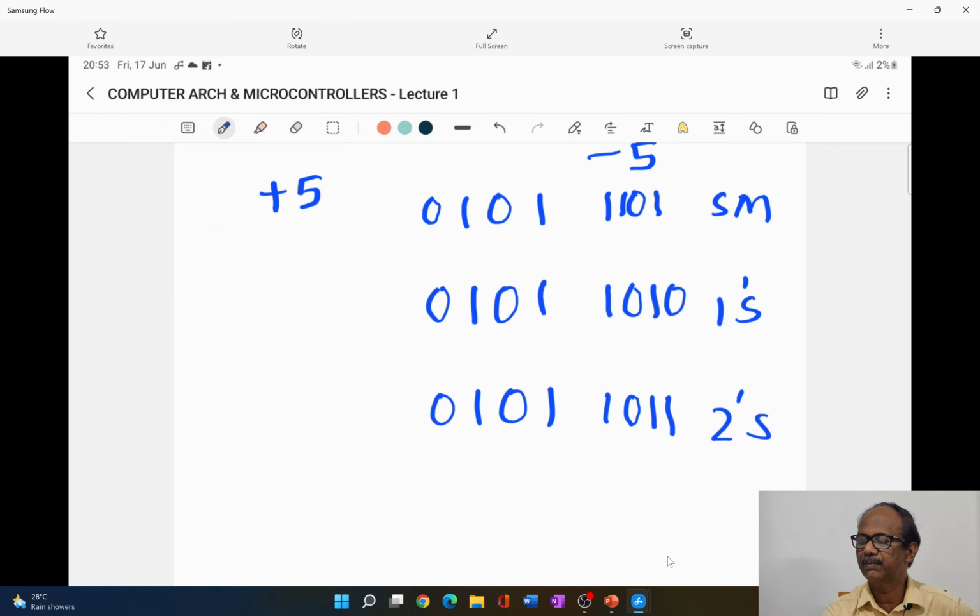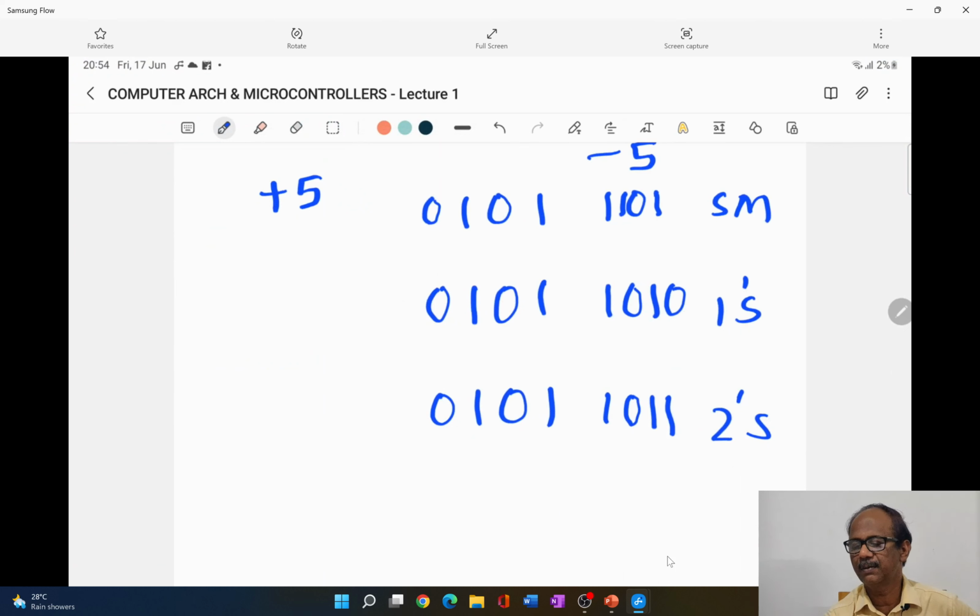For positive numbers in sign magnitude scheme, MSB is 0. For negative numbers in sign magnitude scheme, MSB is 1, and other bits represent the magnitude. If it is 1's complement scheme, representation of a positive number is unique, whereas the negative number is obtained by taking 1's complement of the corresponding positive number. Similarly, in 2's complement scheme, we need to take 2's complement of the corresponding positive number. That's how the representation goes.